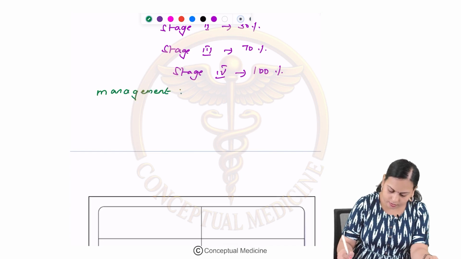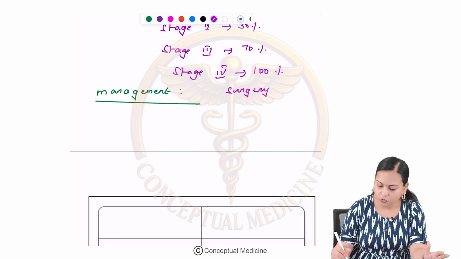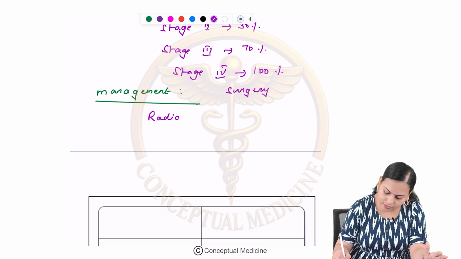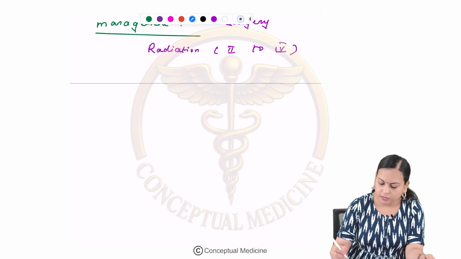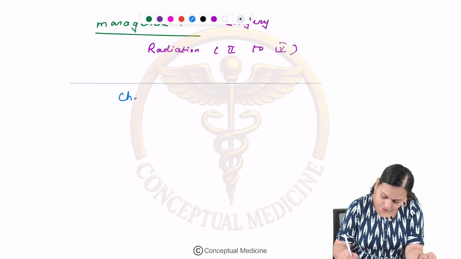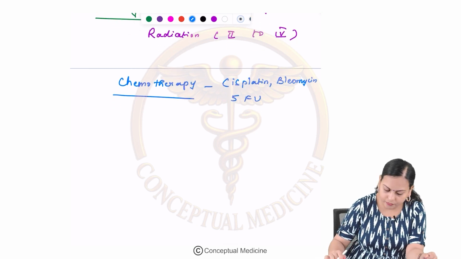See, management is usually by surgery. Okay. And radiation can also be added in advanced stages, say stages 2 to 4. Okay. You can also give chemotherapy by using cisplatin, bleomycin and 5-fluorouracil, etc. Okay.